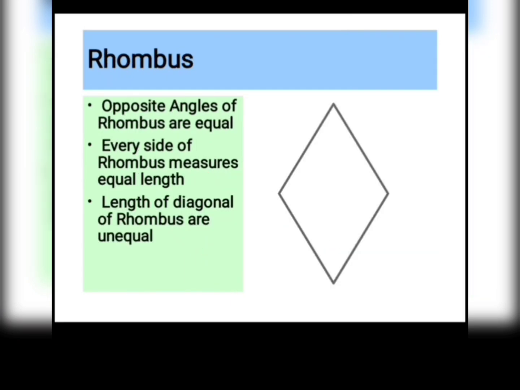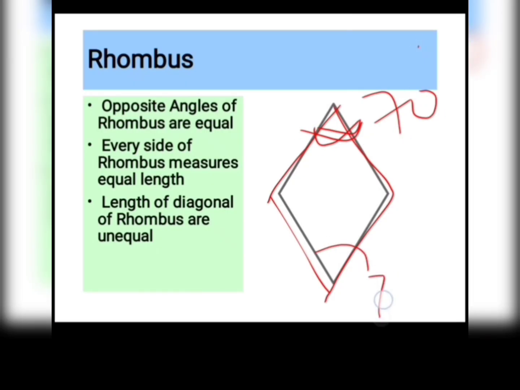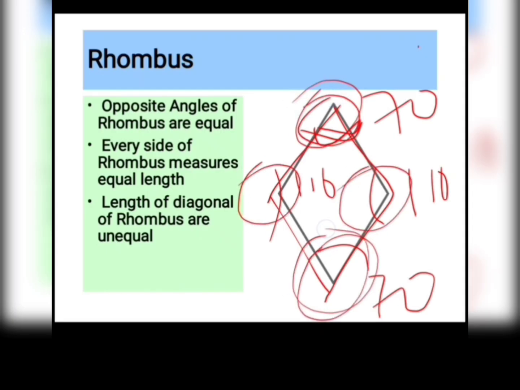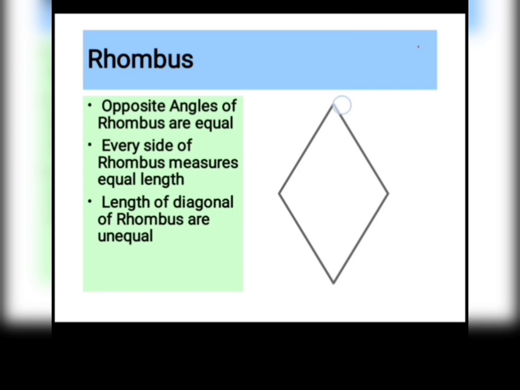What is a rhombus? A rhombus has all sides of equal length, but these angles will not be 90 degrees. This might be 70 degrees, this might be 70 degrees, this will be 110 degrees, this will be 110 degrees. Opposite angles measure equal, but all these angles don't measure 90 degrees. The length of diagonals are not equal.